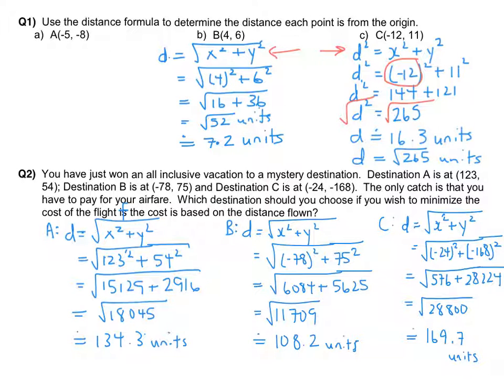Okay, so I've calculated the other two distances, and comparing them, this is our smallest distance here, so it should be our cheapest flight if the flight's based on the distance flown. Okay, so choose destination B.